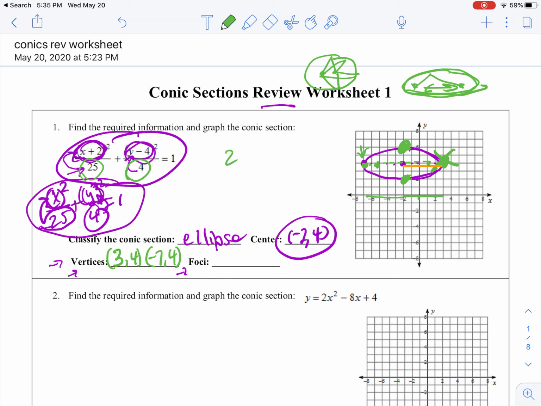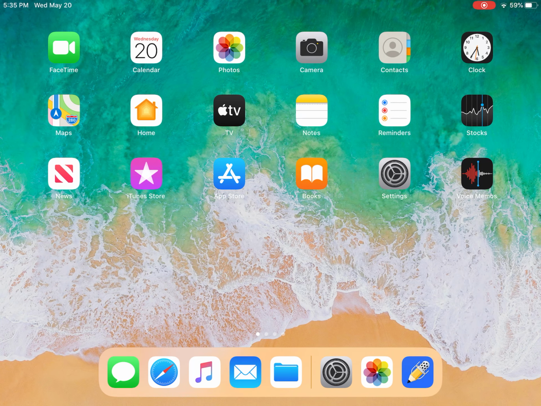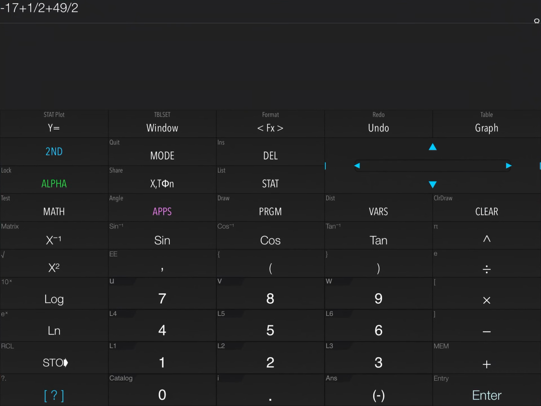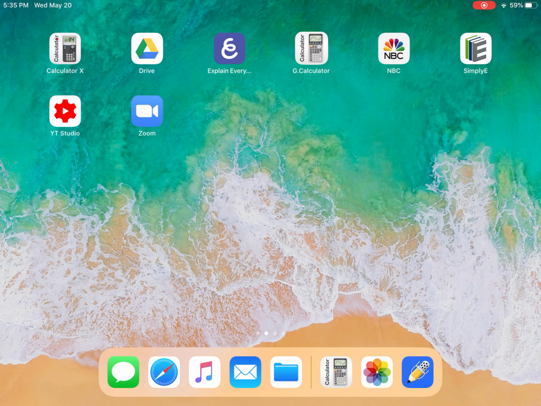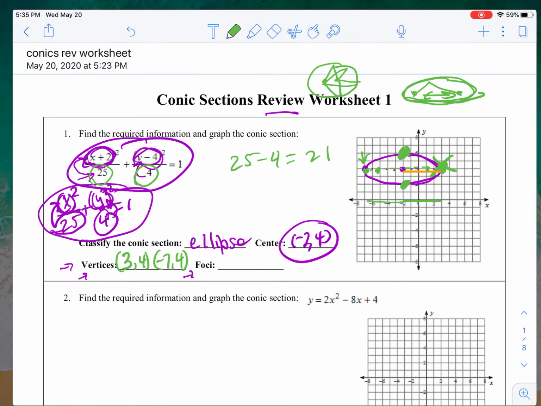To find the foci, you subtract the bottom 2 numbers if you have it in this vertex center form, and you get 21. And then if you square root 21, you get 4 point something. Let's get my calculator up. So if I square root 21, I'm going to count 4.582, or about 4.6.